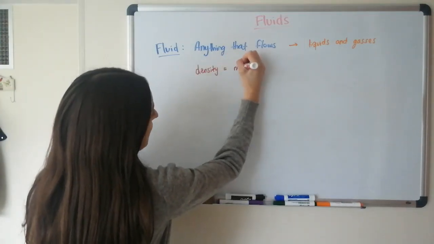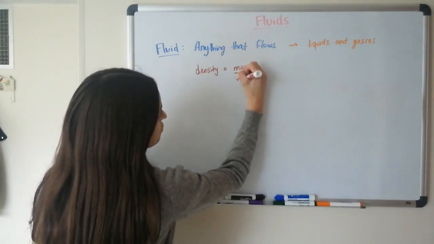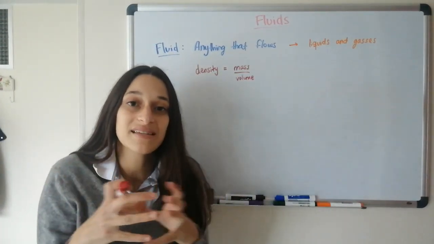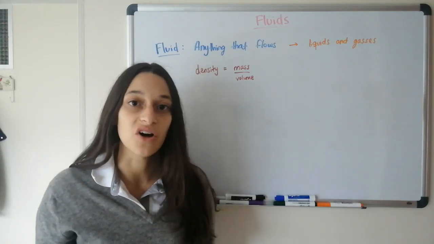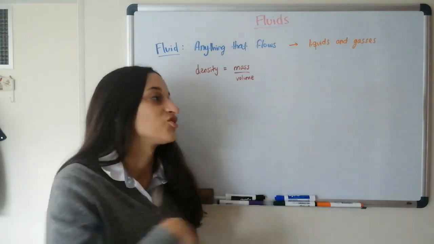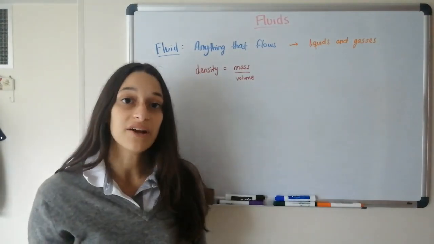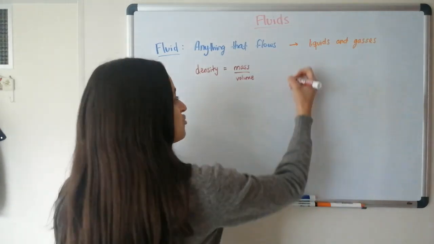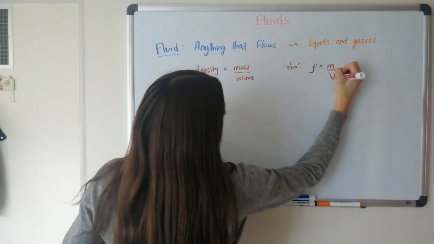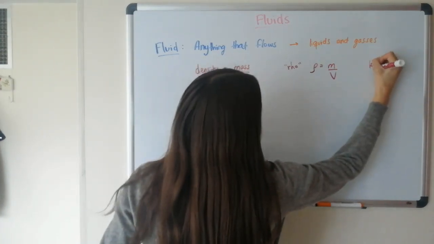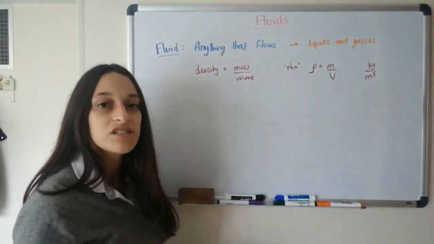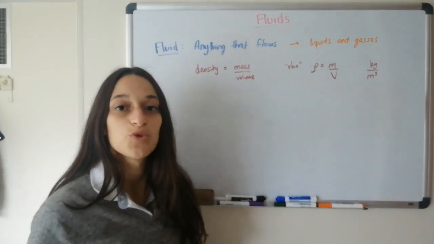Density is equal to mass over volume. So basically what we're talking about with density is figuring out how packed the molecules in a substance are. The greater the density, the more packed they are, the more mass there is in a smaller volume. So the letter that we use to represent density is called rho. So this is mass over volume. And the units for mass are kilograms, and the units for volume are cubic meters. So the unit for density will be kilograms per cubic meter.